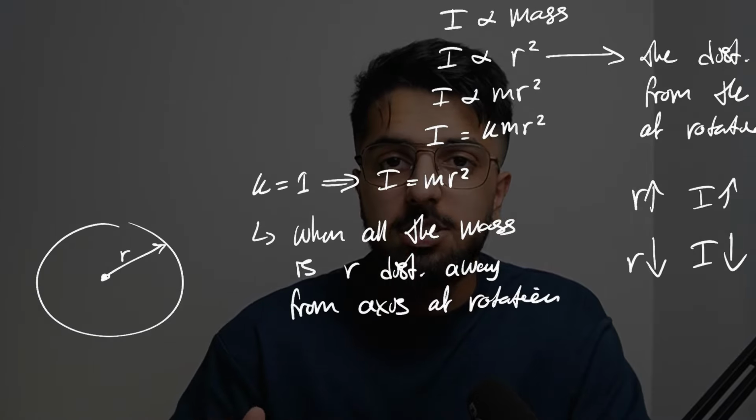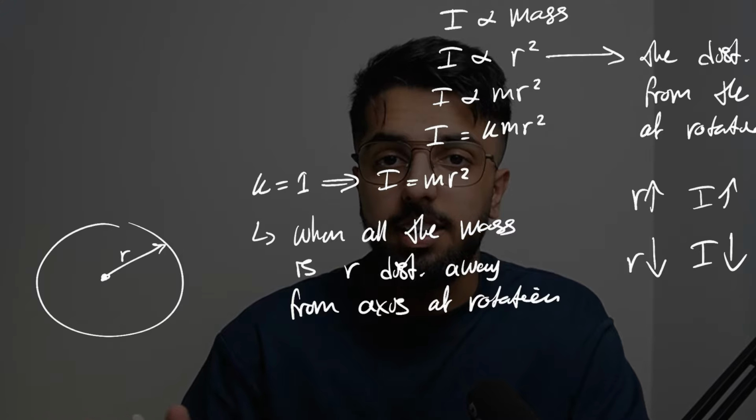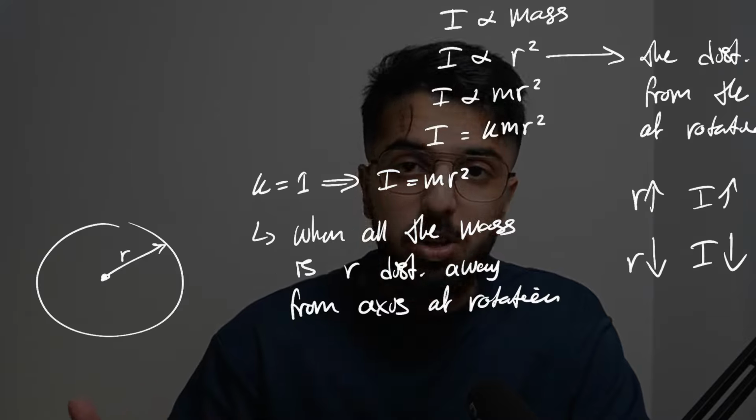Now this k value changes depending on the type of object that we're looking at, and some of the most important ones I'll go through for NCEA Level 3. So the first one I want to point out is a hollow cylinder, right? So let's see if I can draw a hollow cylinder.